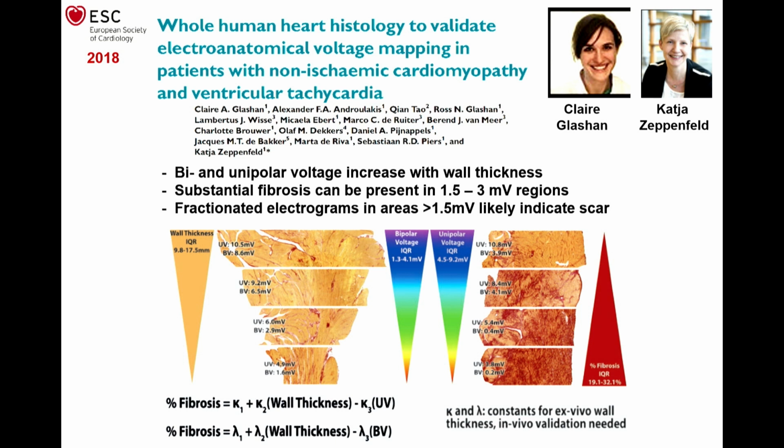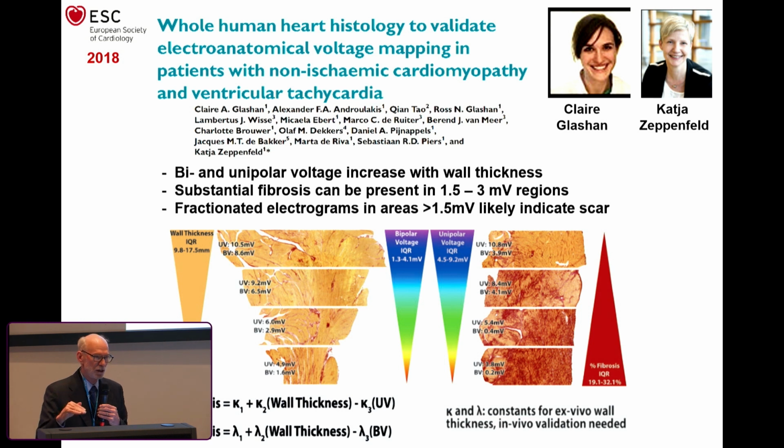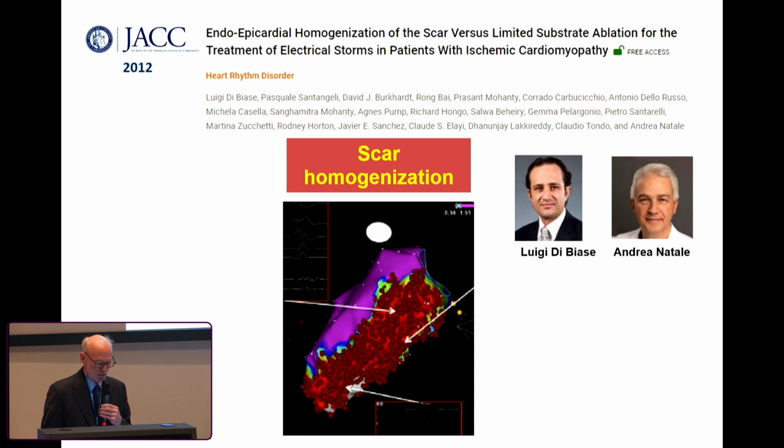And there's elegant work that you all are familiar with from Katja Zeppenfeld and the group in Leiden, correlating this in a variety of diseases. And also clarifying that the 1.5 millivolt threshold is very specific for fibrosis, but that very often you can have fibrosis that extends underneath areas of surviving myocardium on the endocardium, which exceeds that 1.5 millivolt threshold. So it's not very specific.